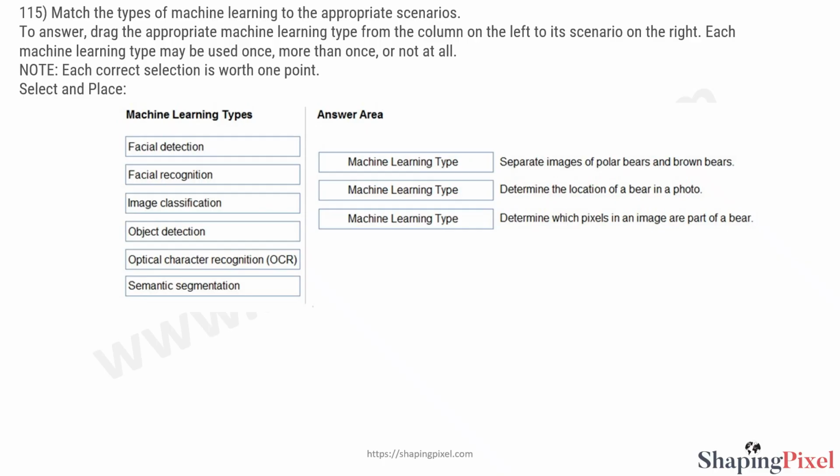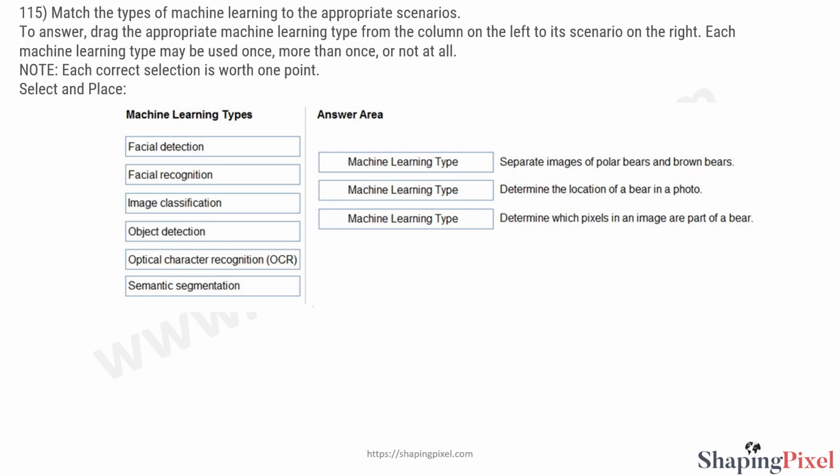Question number 115. Match the types of machine learning to the appropriate scenarios. To answer, drag the appropriate machine learning type from the column on the left to its scenarios on the right. Each machine learning type may be used once, more than once, or not at all. Each correct selection is worth 1 point. So machine learning types we have facial detection, facial recognition, image classification, object detection, optical character recognition, semantic segmentation.